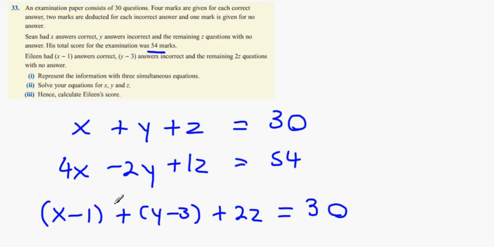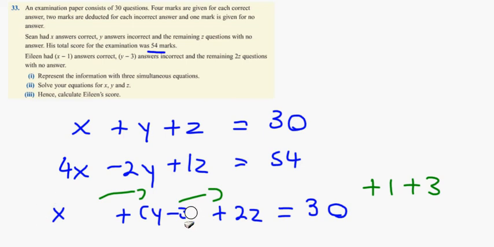Now, what we can do here is we're going to bring over the 1 and bring over the 3. It's going to become plus 1 plus 3. Okay, when I do this, what's going to happen is we're just going to be left with x plus y plus 2z equals 34. And now we have our 3 equations made up. Okay? That was the missing one.